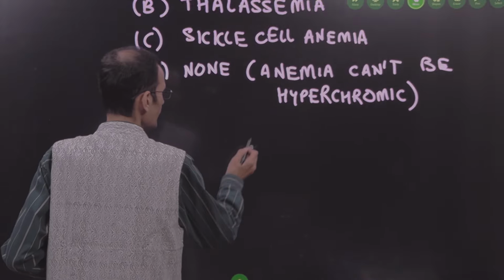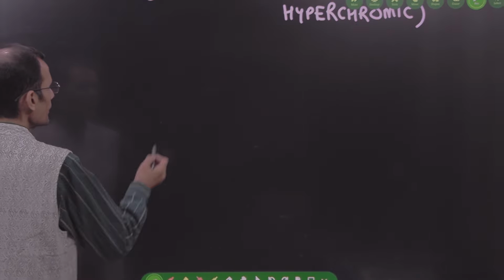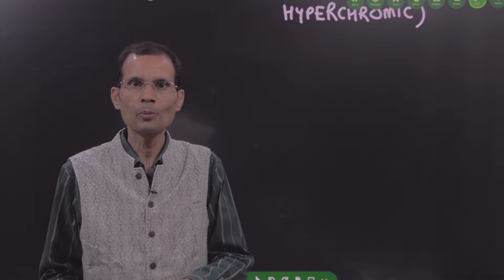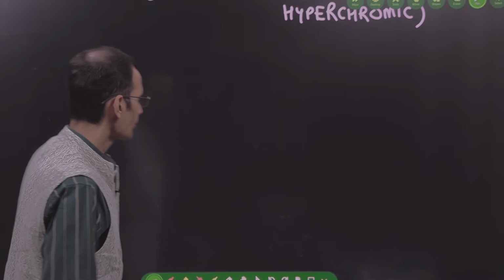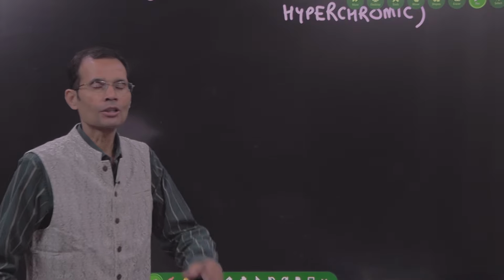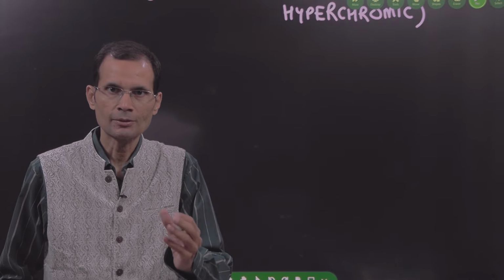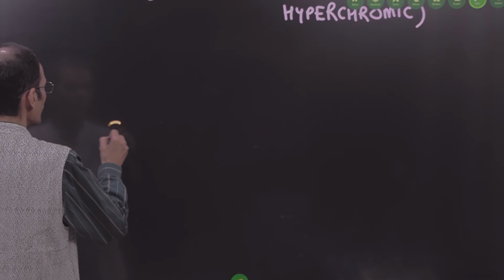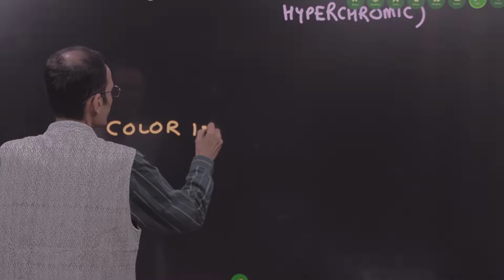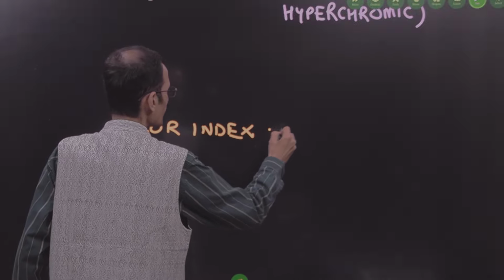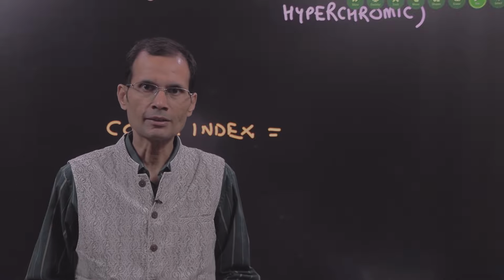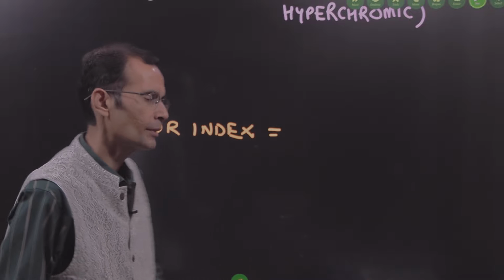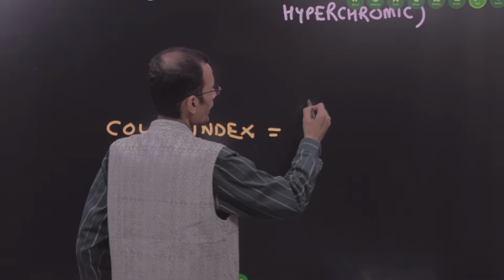So let's understand the basics first. Anemia can be either hypochromic, normochromic, or hyperchromic. And it's based on what? Chromic means color. So you need to understand this blood index called color index. It's related to the color of the RBCs. The RBC color is because of the hemoglobin present inside the RBC, and the color index is calculated like this.